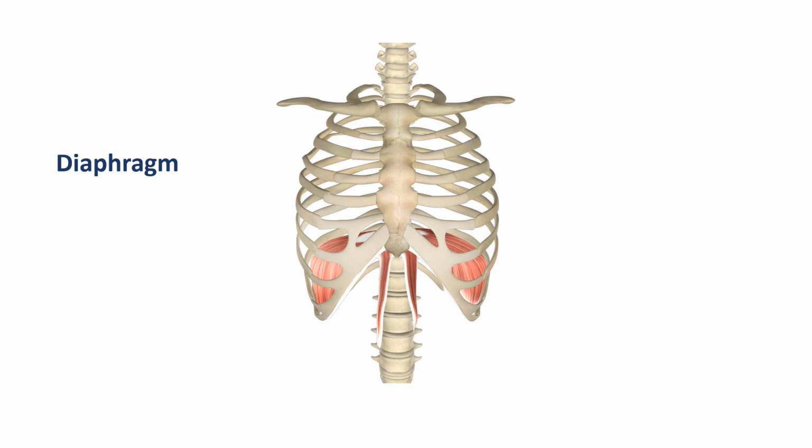And what happens is it contracts. And when it contracts, it increases the volume of the thoracic cavity. And when it relaxes, it moves upward, decreasing the volume of the thoracic cavity. So when we talk about diaphragmatic breathing, what you're talking about is inhalation is contraction and relaxation is exhalation. Relatively unusual in the skeletal muscle world.